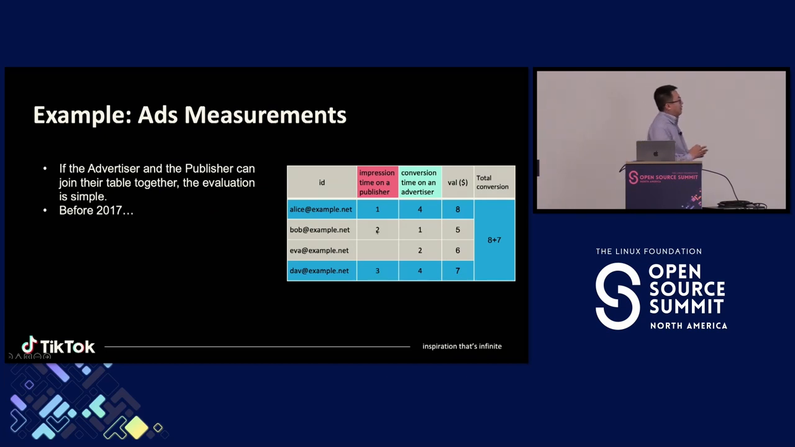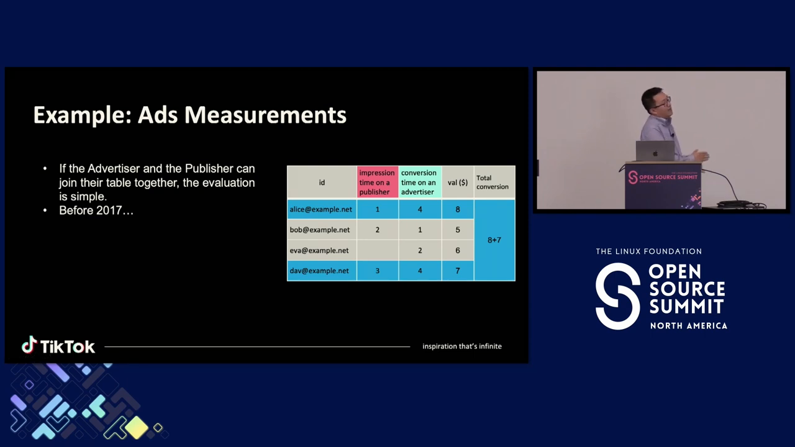So as you see, if the advertiser and the publisher can join the tables together, this evaluation is very simple. We simply join the tables using the user ID. Then we decide whether the conversion time is later than the impression time. The user has to first watch the ad, then make the purchase. If the order is reversed, it makes no sense. If that's the case, we just add the value to the final result. So in general, this is the simplest version of how ads measurement works.